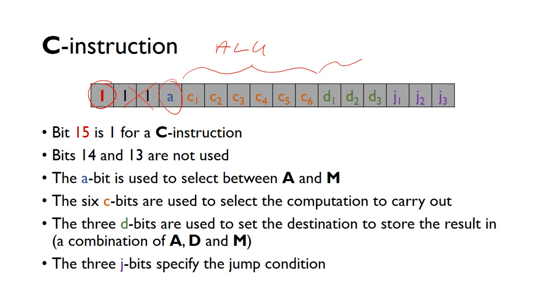The destination bits tell us where to pipe the ALU output, so we can either write the output to the A register, D register, or to memory, RAM. And then the jump bits will tell us which jump condition to carry out. So you need to come up with the logic which decodes these instructions.